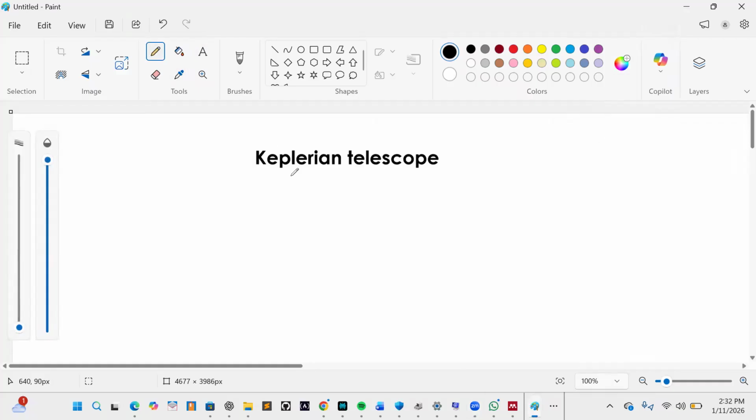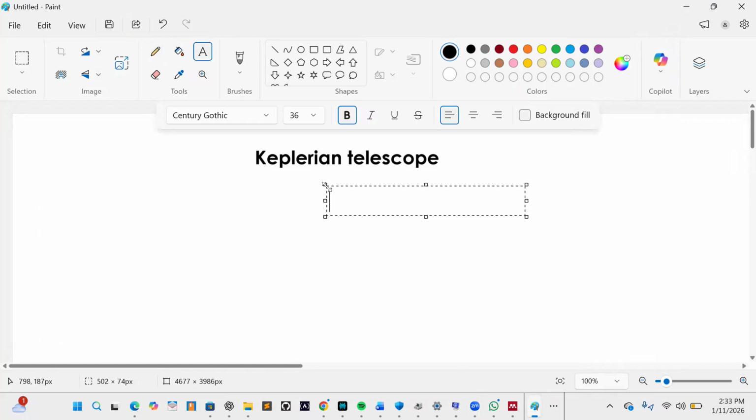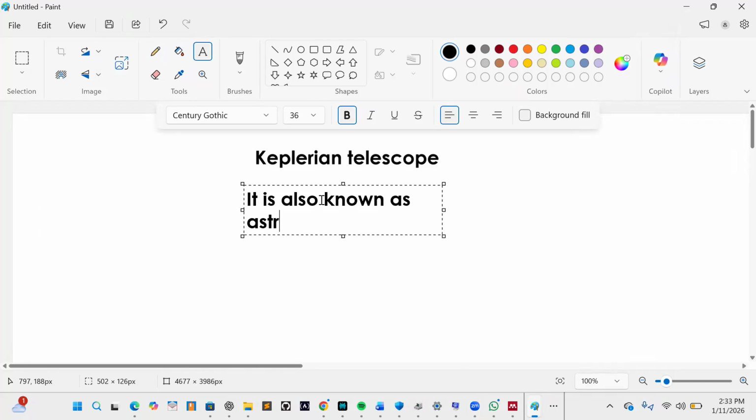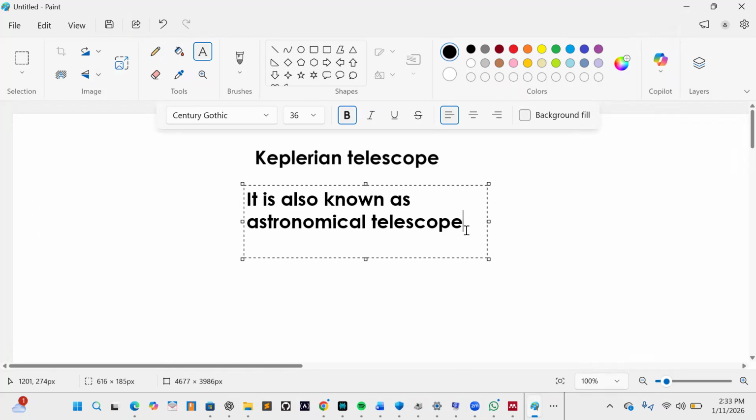Hi everyone. So we're talking about Keplerian telescopes today, and it is also known as the astronomical telescope. Generally speaking, telescopes are used to magnify distant objects.